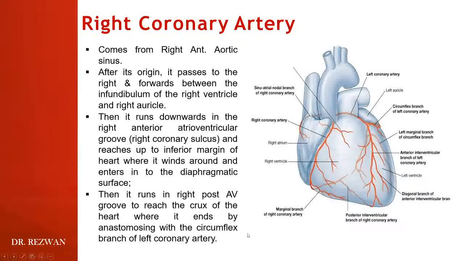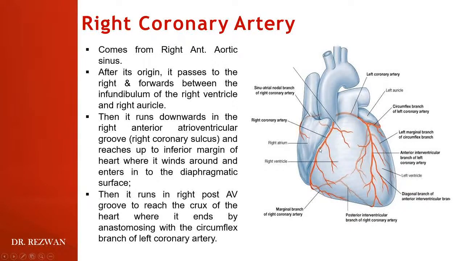Now the right coronary artery. We can see this is the right coronary artery. It comes from the right anterior aortic sinus. We are talking about the course. After its origin, it passes to the right and forward between the infundibulum of the right ventricle and the right auricle. This is the infundibulum of the right ventricle and this is the right auricle. It is moving in between them.